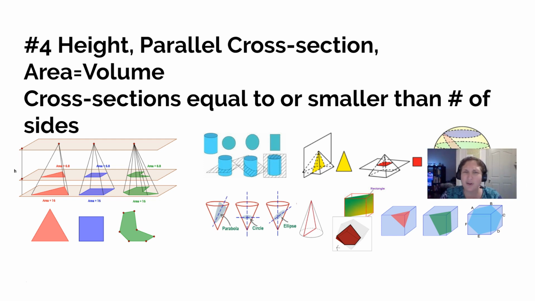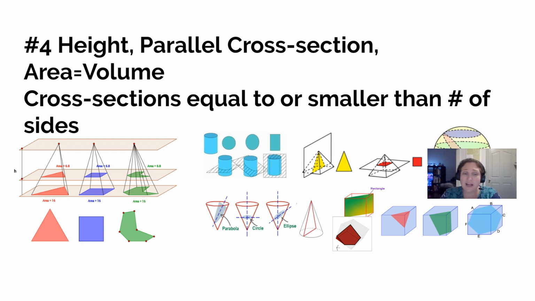Parallel cross-section area. I highly doubt they're going to give you the cross-section of a sphere because it's going to be a circle. Nonetheless, if you see the words height, parallel, cross-section, area, you can bet your bottom dollar it's going to be volume. It's the same using Cavalieri's principle. So in the problem that we did in the review today, the base was the big deal.